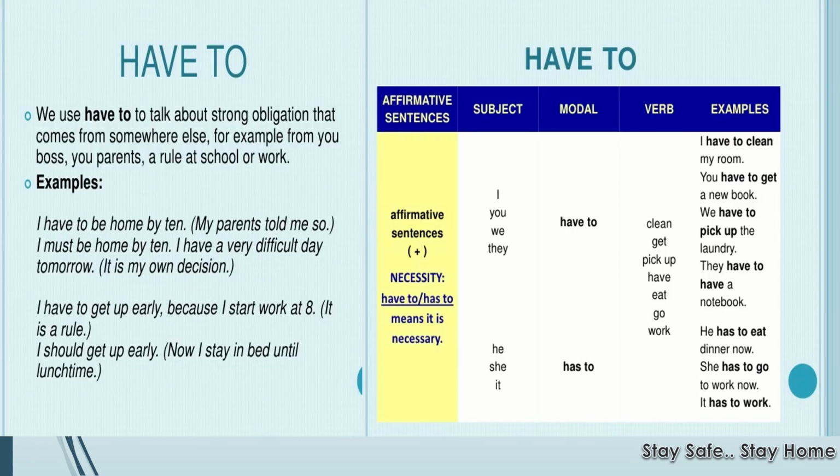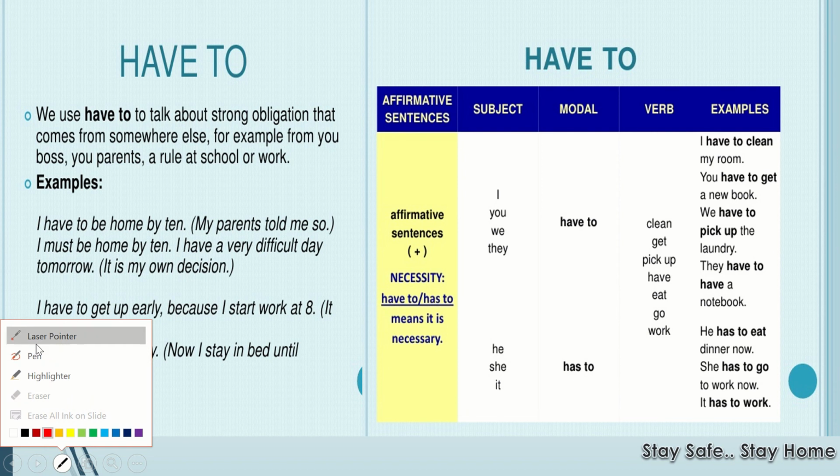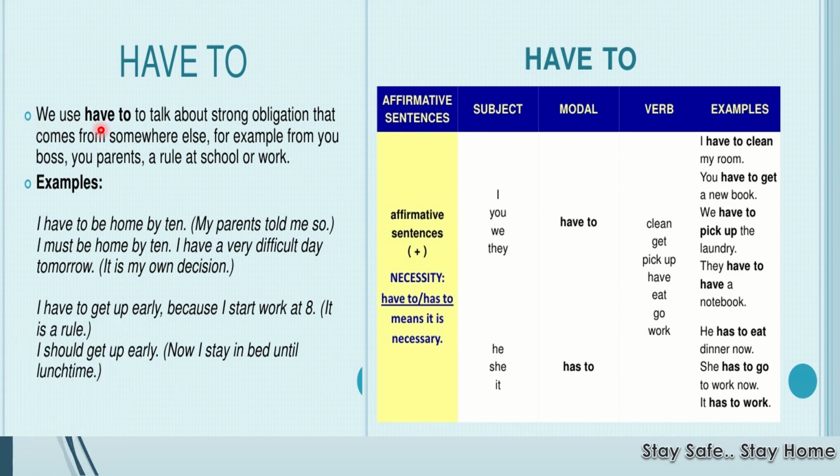All right. So have to. Why do we use have to in English? As you can see here, it says that we use have to talk about strong obligation that comes from somewhere else. It means strong obligation. When you have an obligation to do something, it means that you must do that thing, that you are forced to do it. There's no choice but to do it. For example, from your boss, your parents, a rule at school or work.